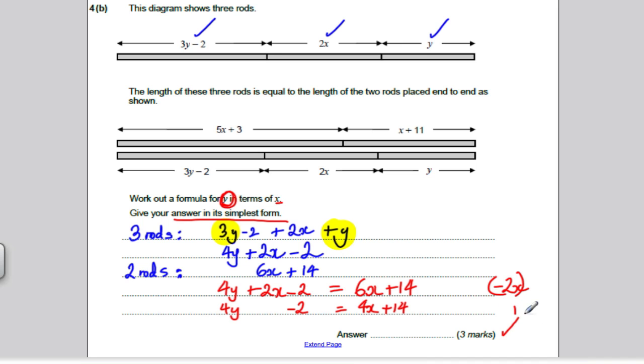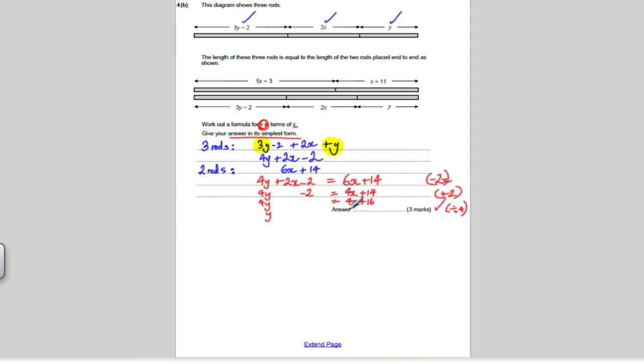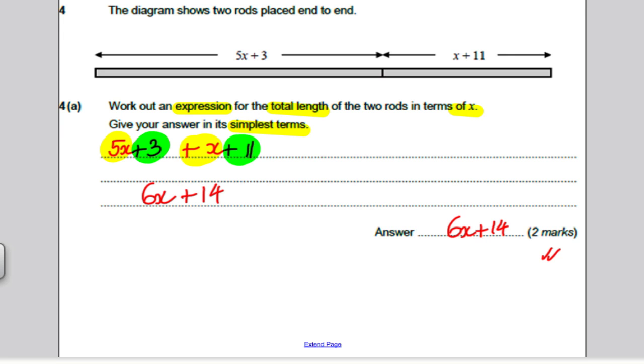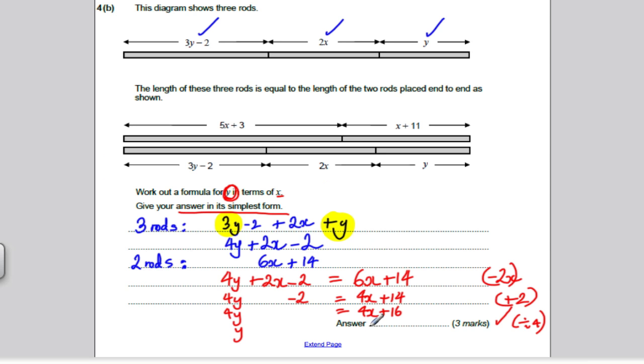Then I would add 2 to both sides. So I would get 4y would equal 4x plus 16. That would remove that minus 2 and add 2 onto this side. And then I would divide everything by 4, finally. Divide everything by 4. Y is therefore that divided by 4, which would just be x, and plus 16 divided by 4, which would just be 4. So y is equal to x plus 4 is your answer.